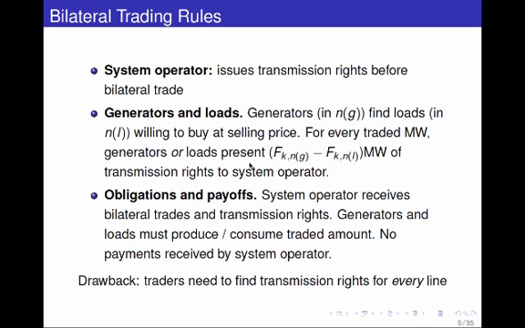Now, in a system like PJM, which has 18,000 lines, each deal I make with each different person, how many rights do I need to present to the system operator?